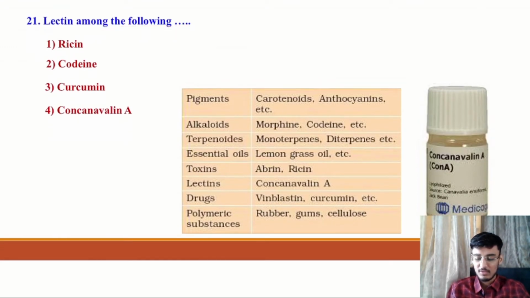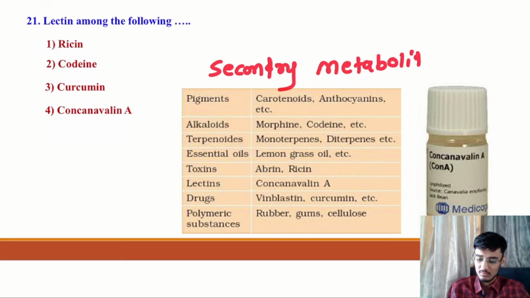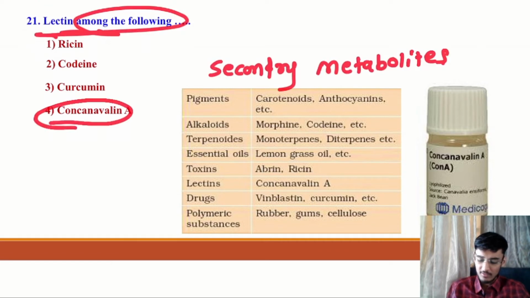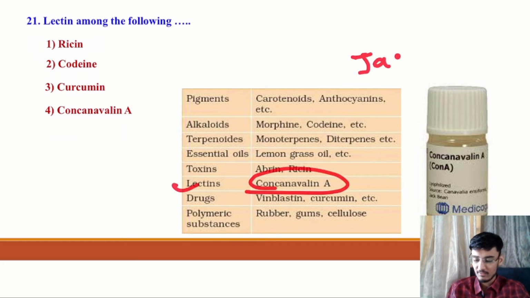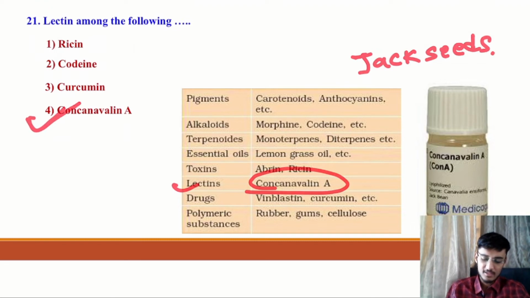The lectin among the following, you can see the tables. It is line to line NCERT. It is a table of secondary metabolites. You can see the lectins among the following, concanavalin. Very most timely question. There are also toxins, heparin, ricin. So remember always in your mind, lectins, concanavalin. It is obtained from jack beans. Concanavalin A.